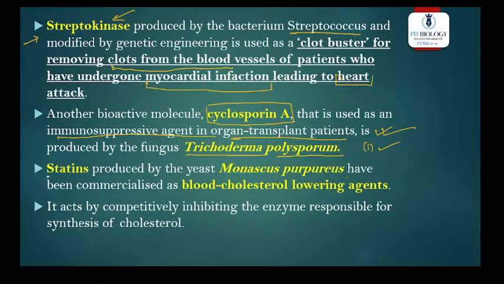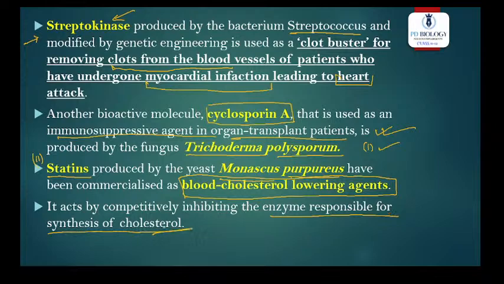Another important one is statins, produced from the yeast Monascus purpureus. Monascus purpureus has been used commercially as a blood cholesterol lowering agent. So cyclosporin A and statins are frequently asked questions. It acts by competitively inhibiting the enzyme responsible for synthesis of cholesterol. So look at this one, how important it is.